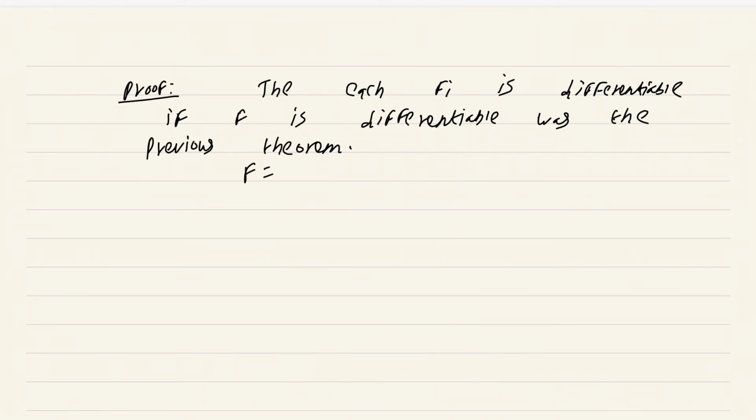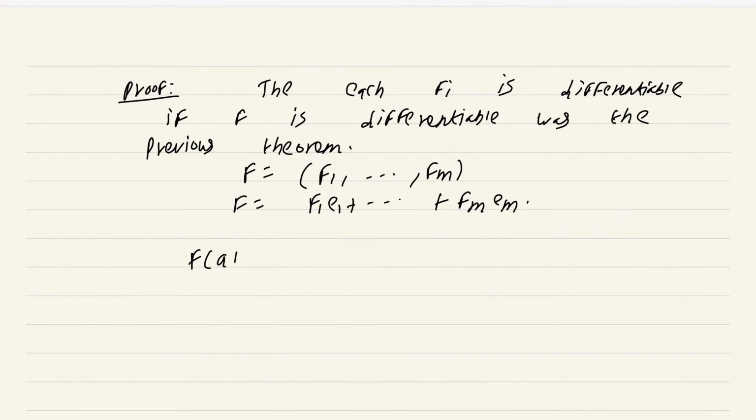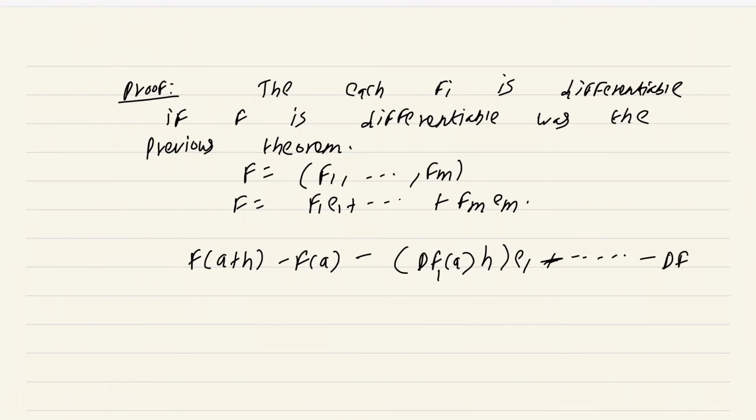So we have written f in terms of its components as f1 to fm. Okay, this is the same as writing f is f1 e1 plus dot dot dot fm em. This is exactly the same thing in a different notation. Now we are going to assume that each fi is differentiable and conclude that f is differentiable. So let's consider the difference f of a plus h minus f of a minus the map that we claim is the derivative, that is df1a h e1 minus dot dot dot minus dfma h em.